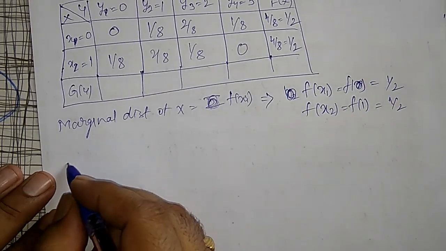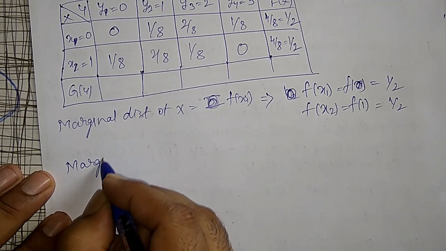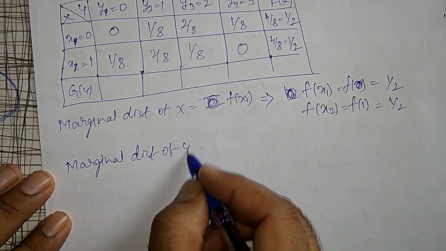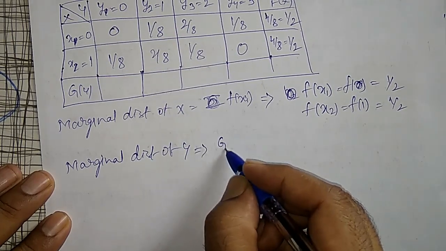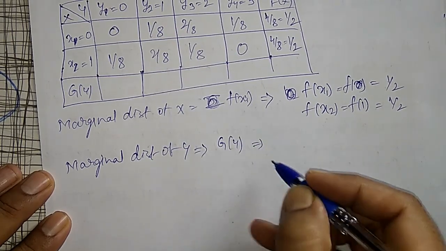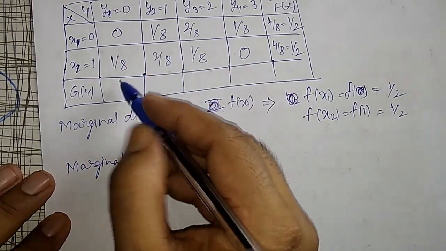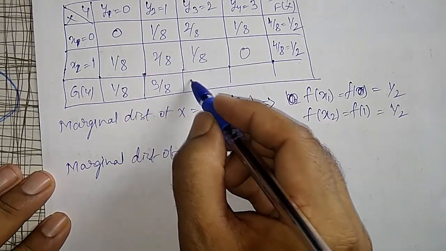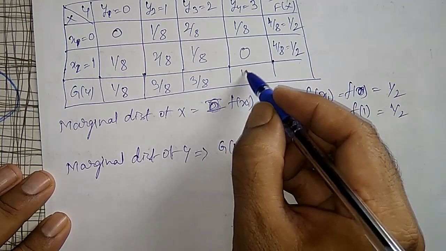Like that, the marginal distribution of y is g of y. It is column-wise addition. It is 1 by 8, 3 by 8, 3 by 8, 1 by 8.